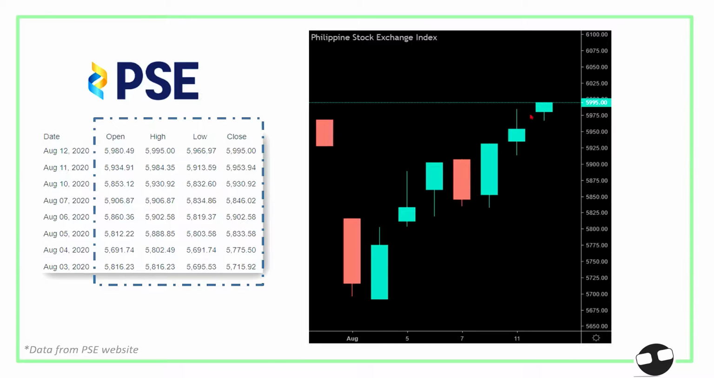Let's say in this case we have the PSEI. So you have the daily trade momentum here, and you can also look at the trend of the PSEI in, let's say, this 8-day time frame.